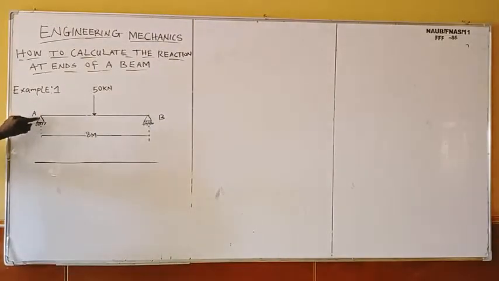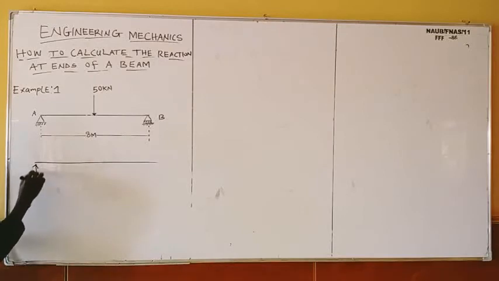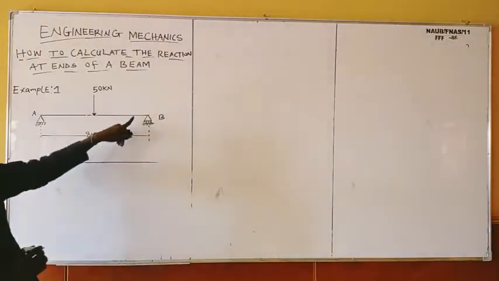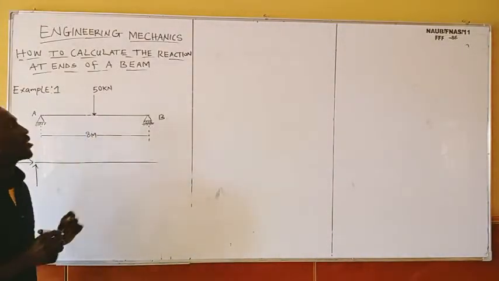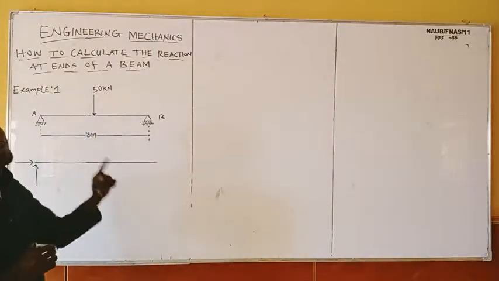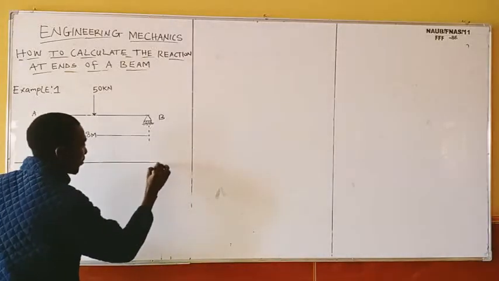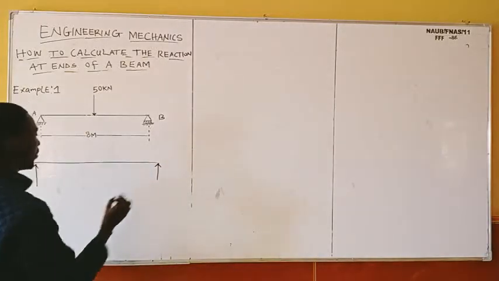What happened at the hinge support? It's having how many reactions? It's having 2 reactions, which is what? Horizontal and what? Vertical. You get that? But this is a rolling support. How many reactions does a rolling support have? It has 1 reaction. You get that?